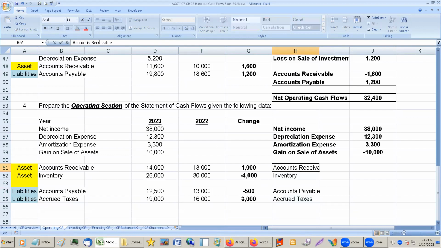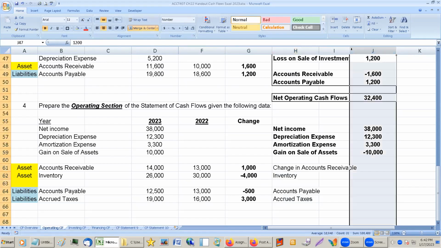You know, I should probably put change. Descriptive.